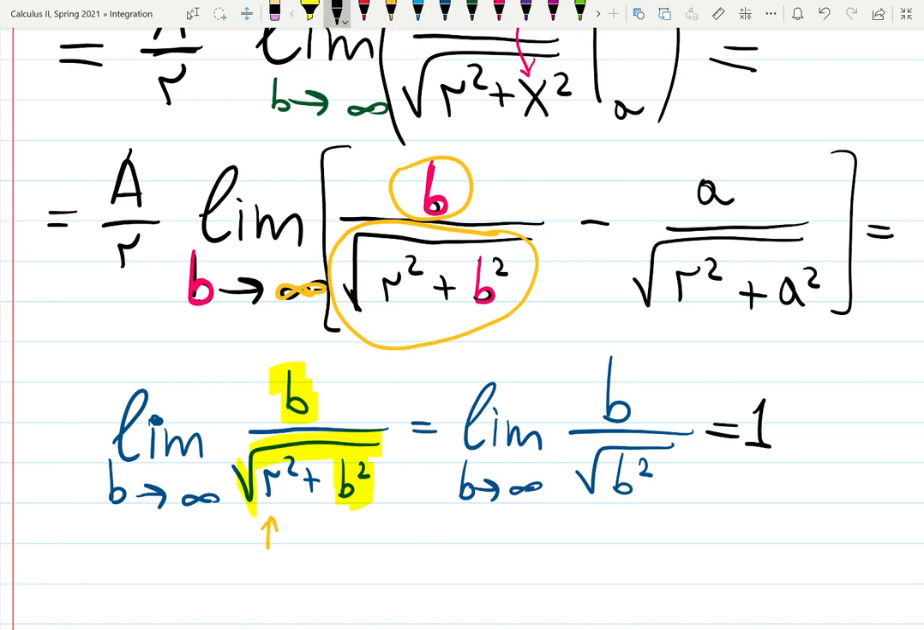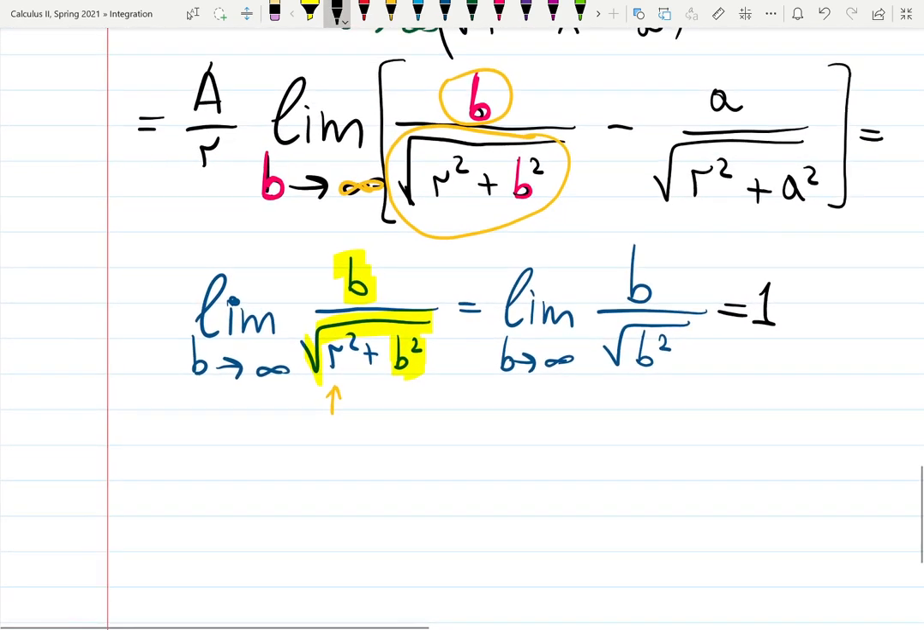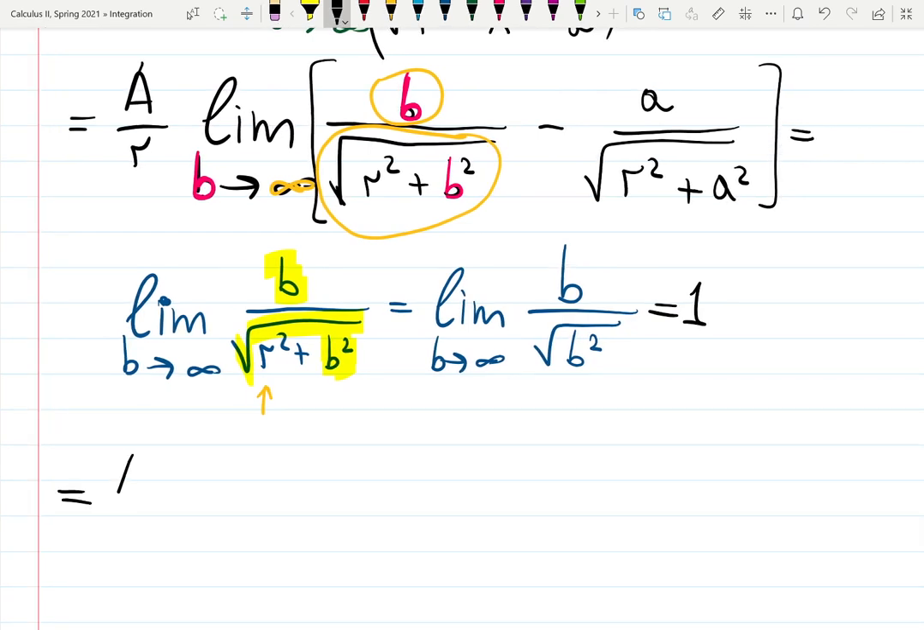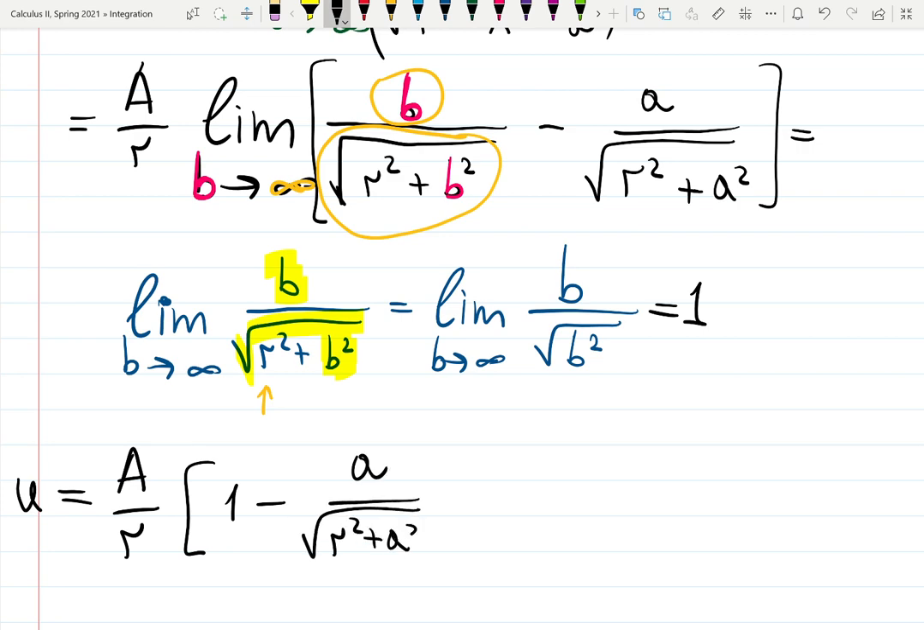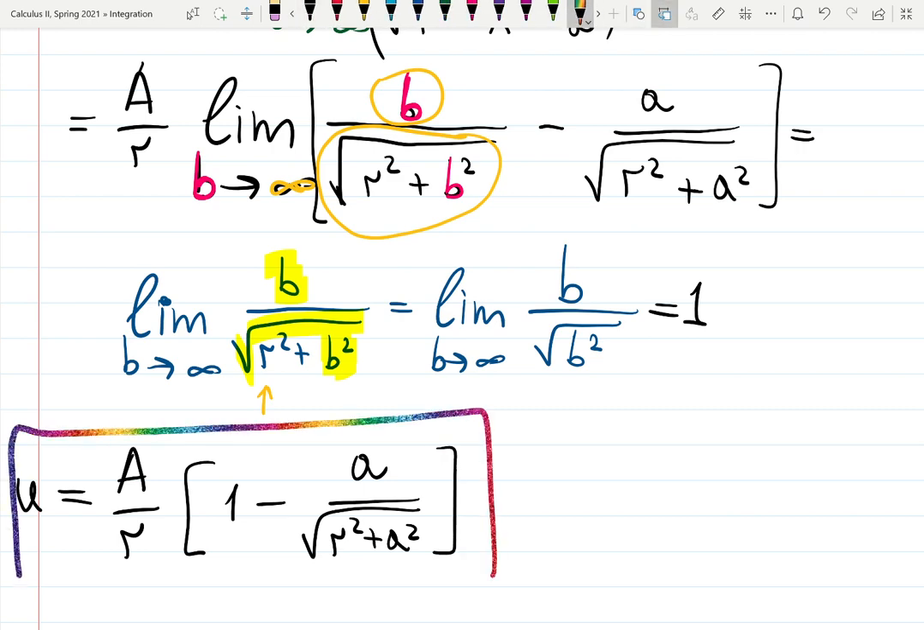So the answer of this amazingly long problem, and good job if you're still watching this video, that means you have very good attention span. So that's U. U is a over r, brackets, 1 minus a all over the square root of r squared plus a squared. Oh my gosh, we did it. It's amazing. Let's put it in the rainbow box and be proud.